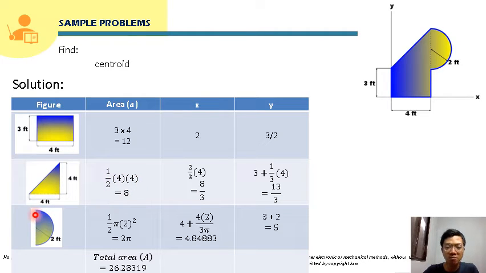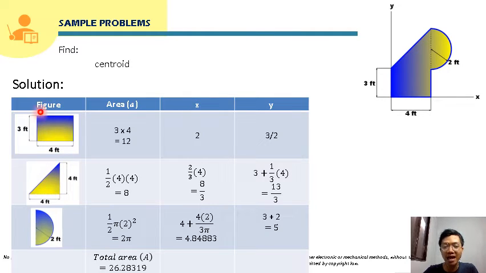And then for the semicircle, its area is just half the area of a circle. The area of a circle is pi r squared, so half of that will be 1/2 pi r squared, wherein our radius is 2 feet. So that will be 1/2 pi times 2 squared, so the area will be 2 pi. Now we are going to solve for the x-coordinate of the centroid of each shape.